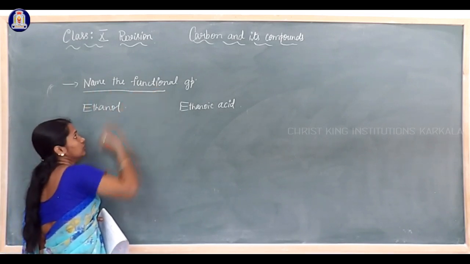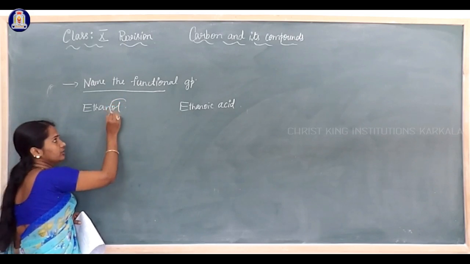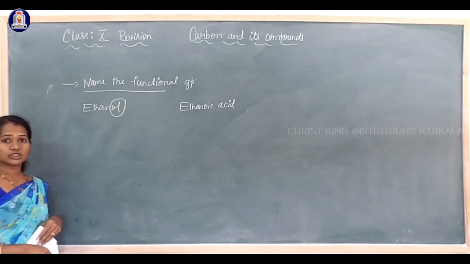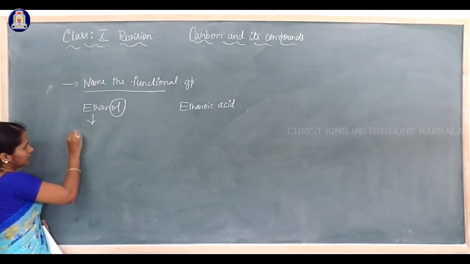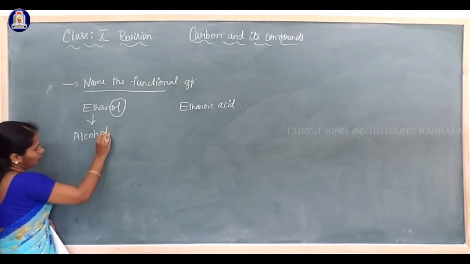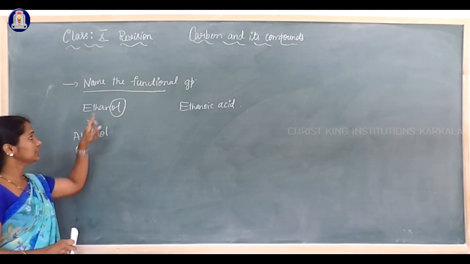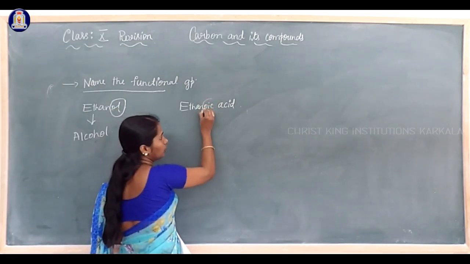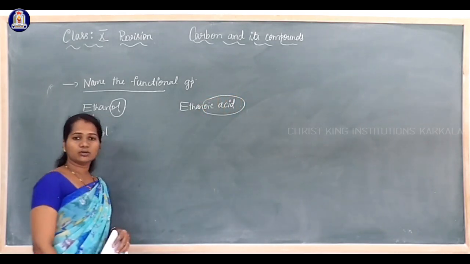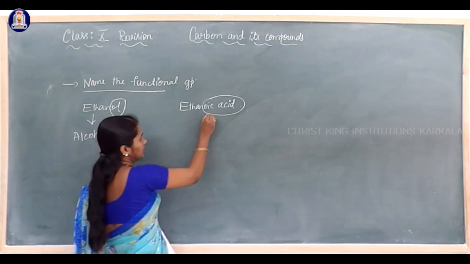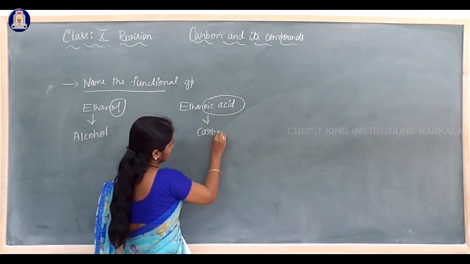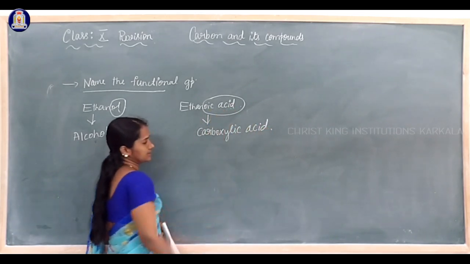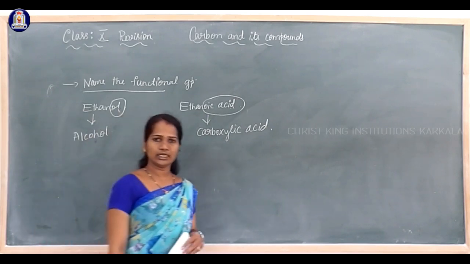Name the functional group. So ethanol, you can see the suffix OL. If the suffix is OL, which functional group is present here? This is the alcohol group. The functional group present in ethanol is alcohol. Now come to ethanoic acid, the suffix OIC acid. Which functional group is present here? That is carboxylic acid. The functional group is carboxylic acid.